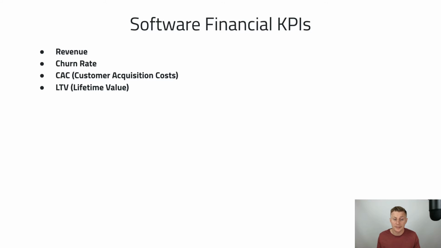I will start with financial KPIs. As the first step for the MVP version, these 4 metrics will be enough for you. Each of them might have some extra variations, but generally these are revenue, churn rate, CAC, customer acquisition cost, and LTV, lifetime value. So let's start with revenue.